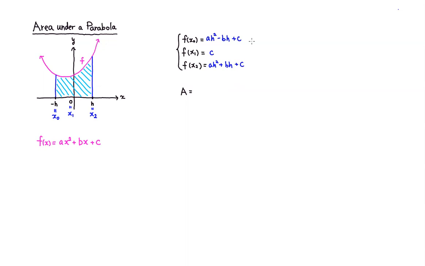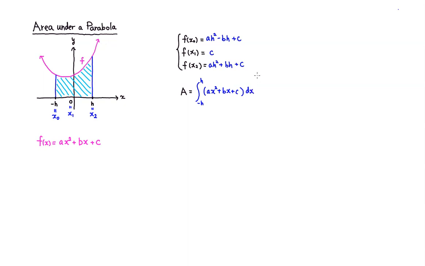In order to find the area under the graph, we can set up an integral. It's going from negative h to positive h. The function is a quadratic function, so I would put ax squared plus bx plus c, with respect to x.